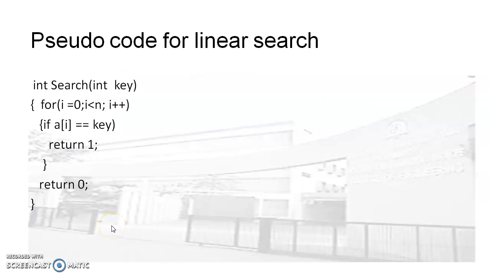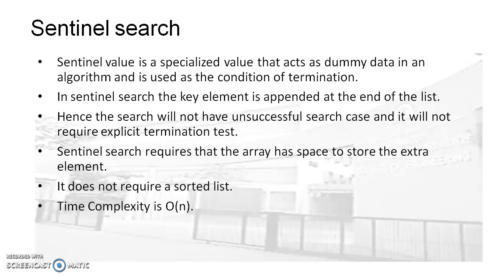Let's have a look at the pseudocode for this linear search. It's a simple search algorithm which starts from index 0 up to the length of the list. It compares each element with the key. If the element is found, it returns 1, indicating success. If the element is not found, it returns the value 0. So that's the simple code of linear search.